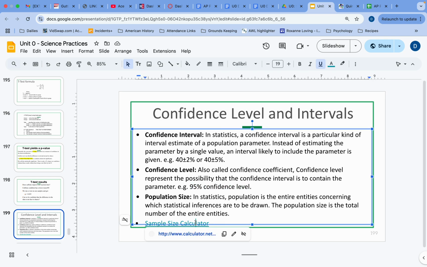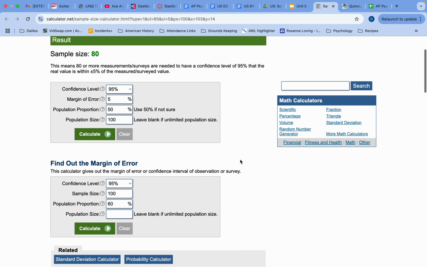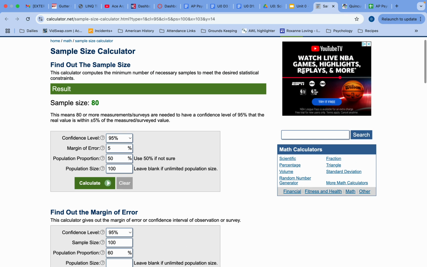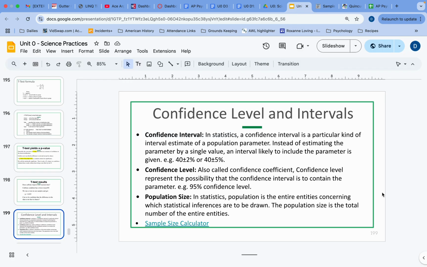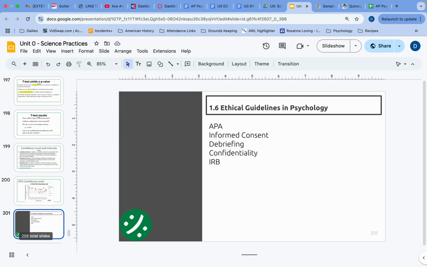I don't know what this link's about. It's probably not that important. Oh, there you go. It's telling you about confidence levels and the number of people you need in a sample in order to get the confidence level that you're looking for. Well, that's good. It's handy to have that going into it. So here we go. Different studies have done different tests on global warming, and here they have a 95% confidence level that they're looking for.